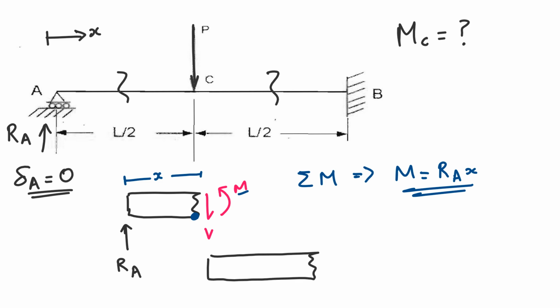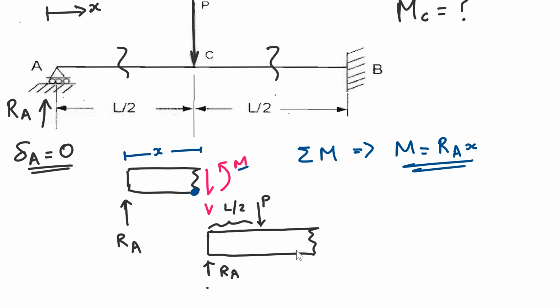But that's okay. Now we have to be a little careful here because we have to draw everything as is. So here we're going to have RA. Here we're going to have P, right? And then this distance, L over 2, have to be a bit careful here. And this whole distance, let me scroll down a bit. This whole distance is x. Make sure you understand that. This whole distance is x. X always starts from the beginning all the way to the place you cut.